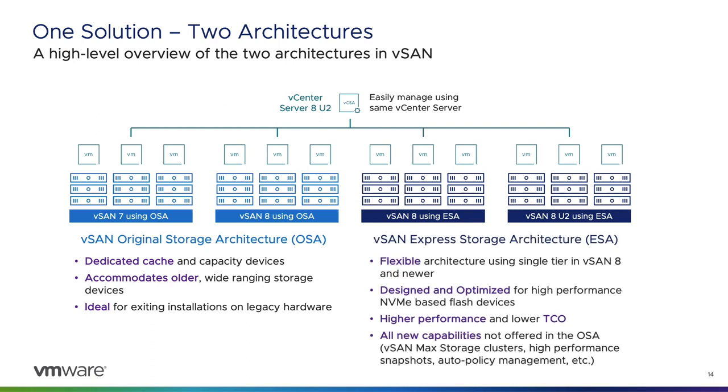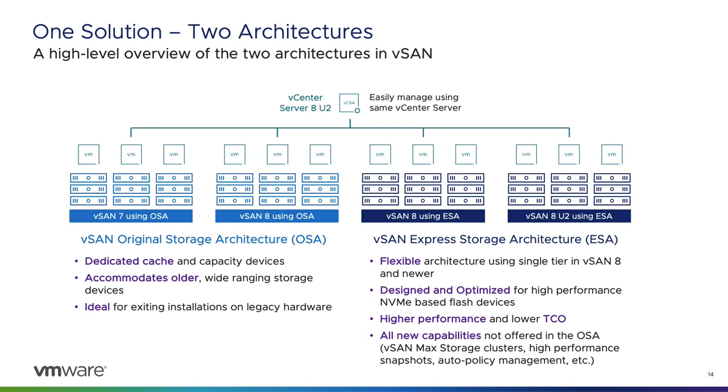How does the vSAN Express storage architecture compare with the classic storage architecture of vSAN? At a high level, the original storage architecture of vSAN was a 2-tier architecture designed to accommodate a widely ranging set of older storage devices. While the vSAN Express storage architecture in vSAN 8 is a single-tier architecture optimized for high-performance NVMe-based TLC flash devices for both on-premise environments and for public cloud hyperscalers.